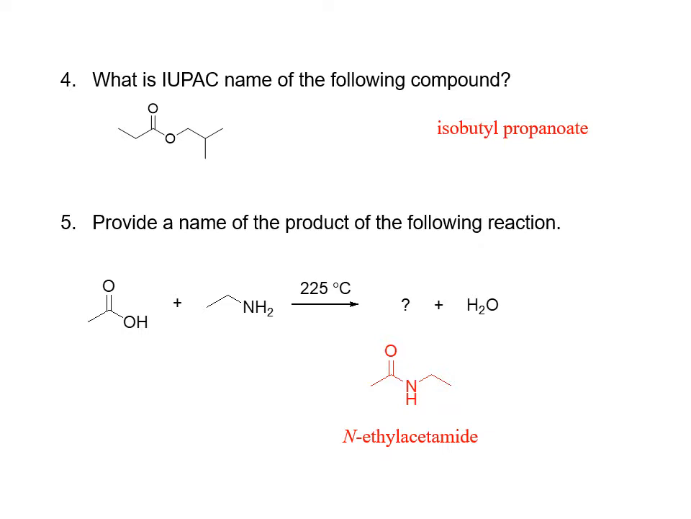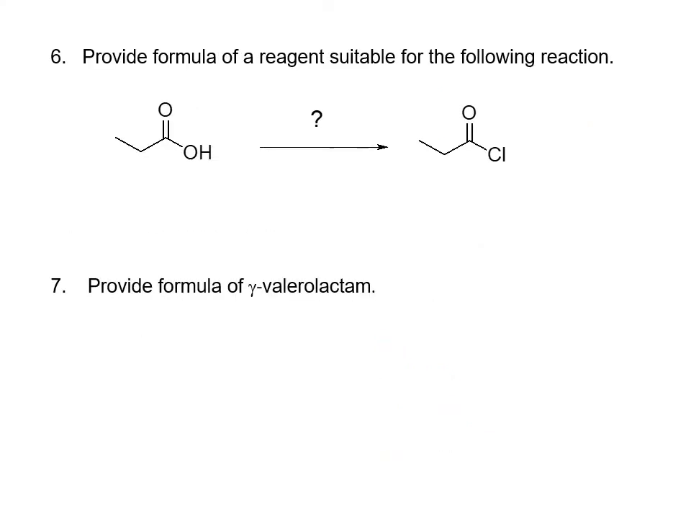This would be the trivial name. Question number 6. Provide formula of a reagent suitable for the following reaction. So this is conversion of carboxylic acid to acyl chloride. There are a number of reagents that are suitable. So thionyl chloride, phosphorus trichloride, or oxalyl chloride are all suitable reagents.